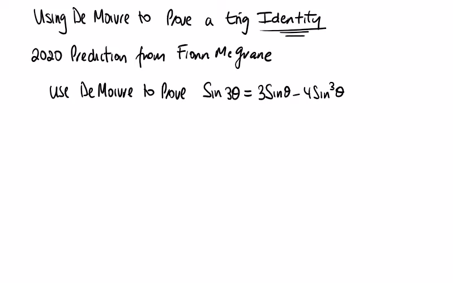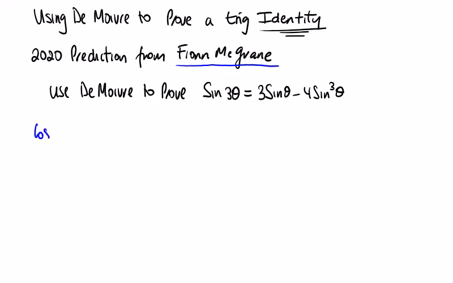Okay, so this is using De Moivre to prove a trig identity. Phil McGrain, the brilliant student that Phil McGrain is, has predicted this is coming up in 2020. If you go back and look at some of the other videos on trig identities, there's a similar type of solution to cos 2 theta.